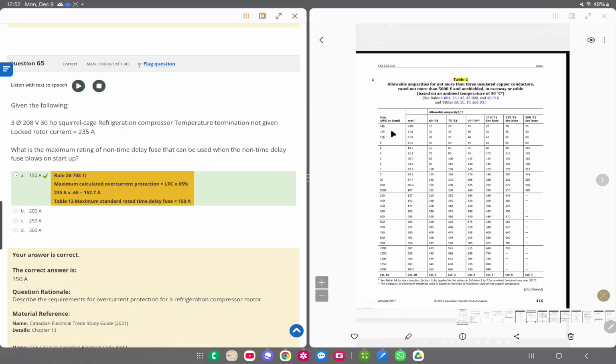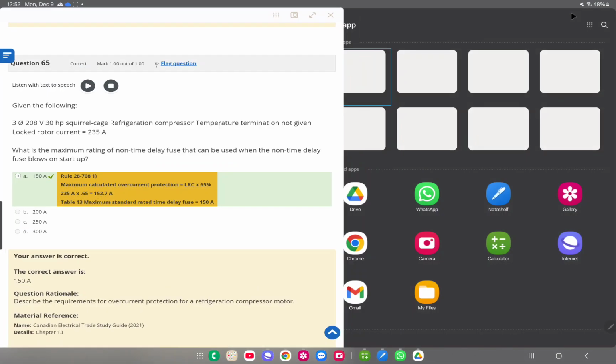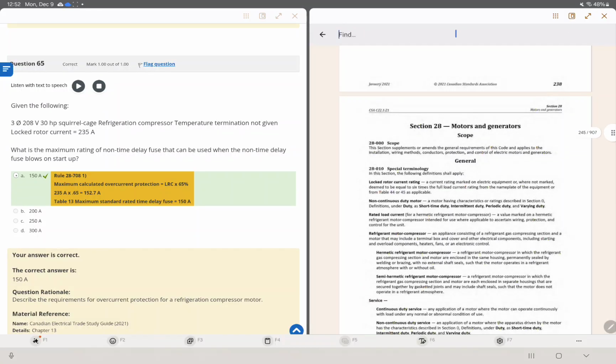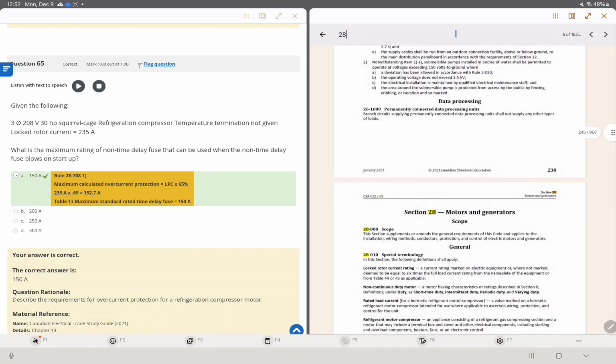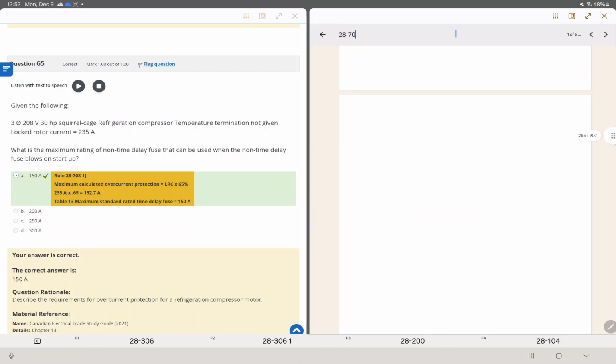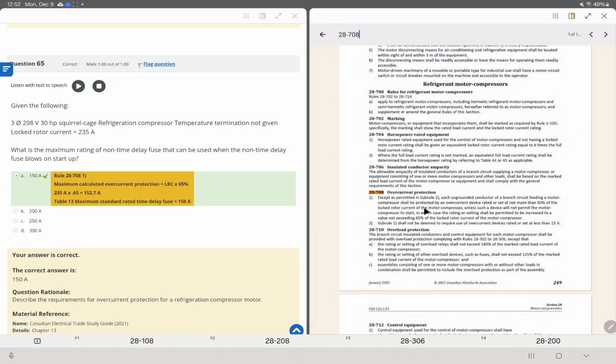So, 28-708, overcurrent protection. It's to be 50% of the locked rotor current unless such a device will not permit the motor compressor to start, in which case the rating or setting shall be permitted to be increased to a value not exceeding 65%.